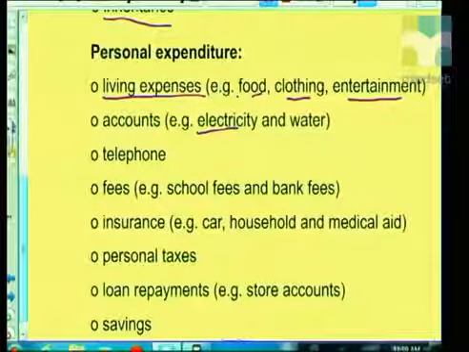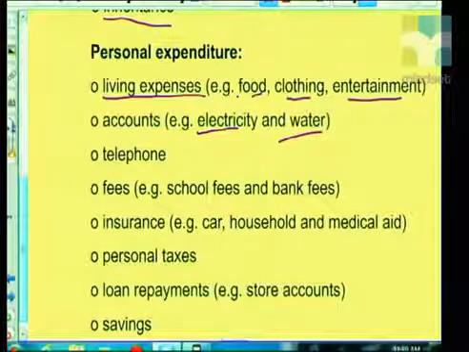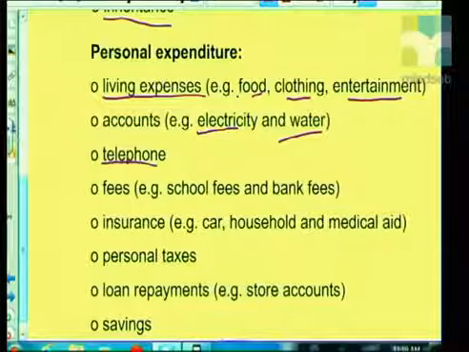You will also need to pay for your accounts, your basic services, your electricity and water, your taxes, your rates. We could put in rates there. You might have to pay for your telephone, whether it be a landline or a mobile line. You're going to have to pay for that.